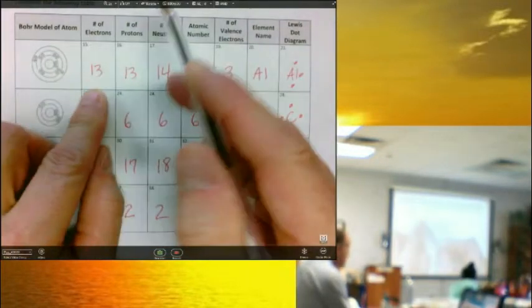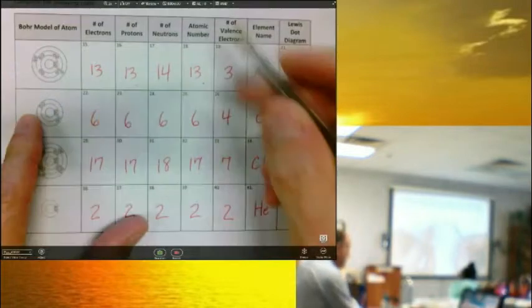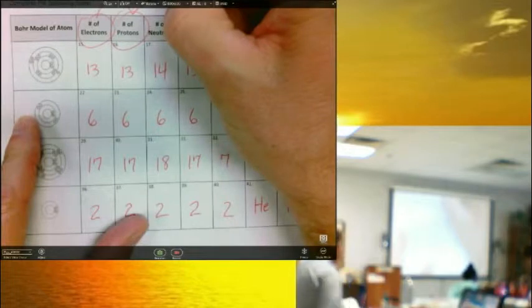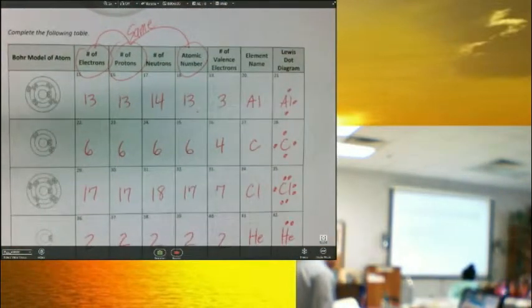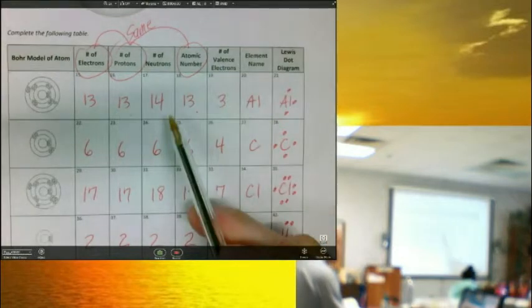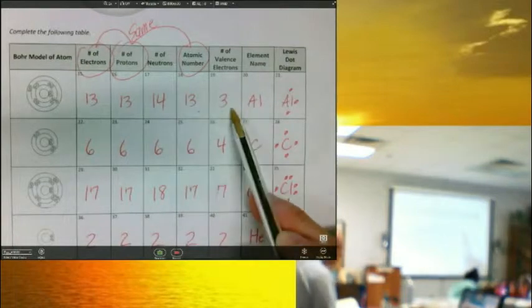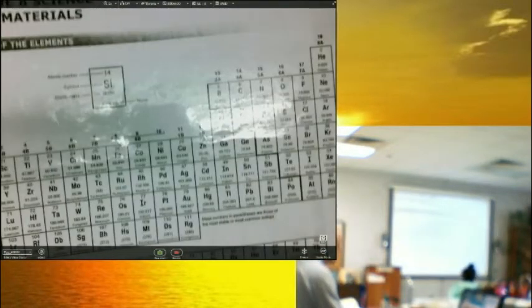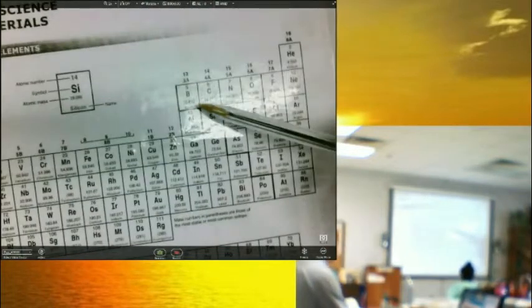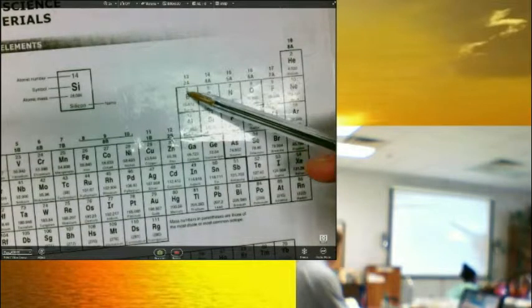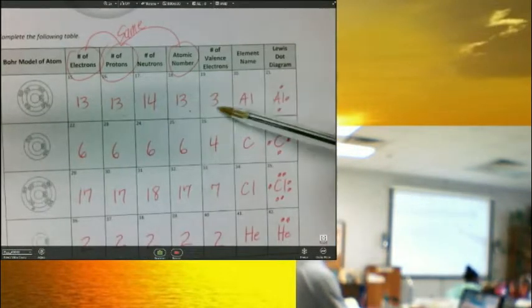That immediately tells you there is 13 protons and the atomic number is 13. Because these three are always the same. Okay? Now, to get the neutrons, what math do you have to do? Subtract. So you go to the periodic table and you subtract the two numbers in the box, and that was 14. To get the valence electrons, it has an atomic number of 13. It's right here, aluminum. You go up to the A letter, and what's in front of it? 3. It has 3 valence electrons.